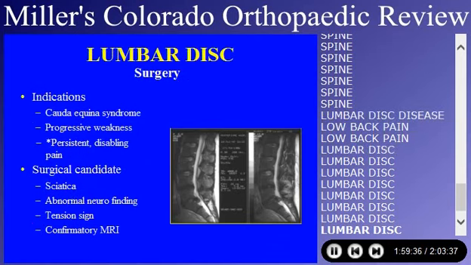The indications for surgery: an absolute indication would be a cauda equina syndrome, manifested typically by urinary retention. A relatively absolute indication would be progressive weakness, a person who comes in with progressive, significant weakness. Not just an EHL that you thought last time was 5- and now it's 4+, but clearly getting worse.